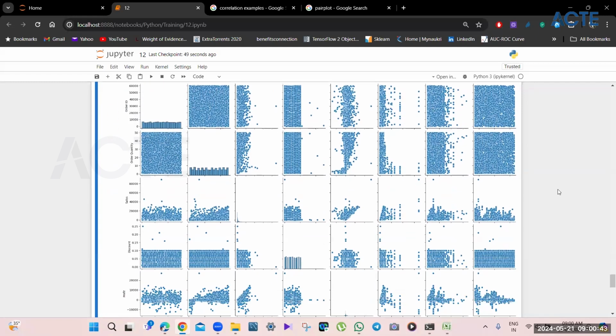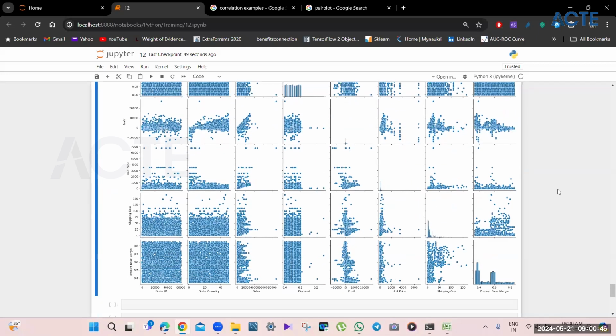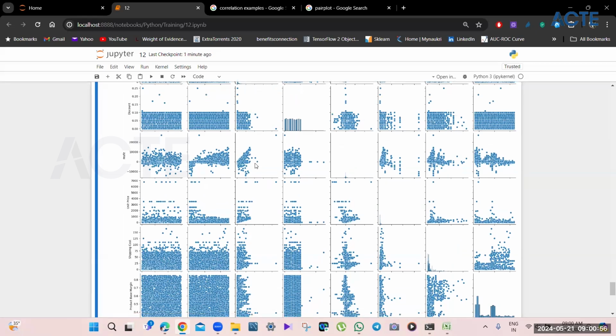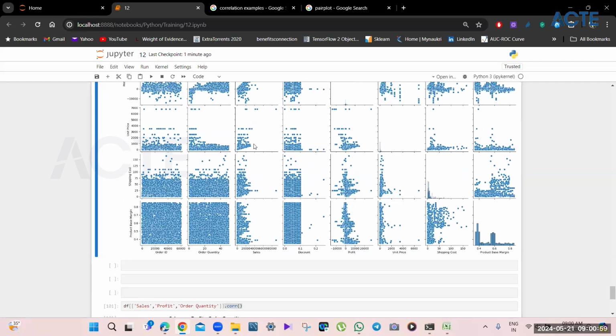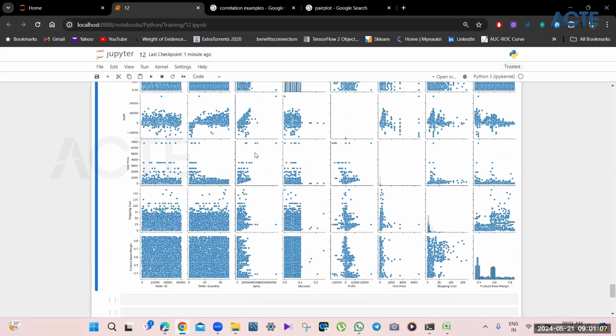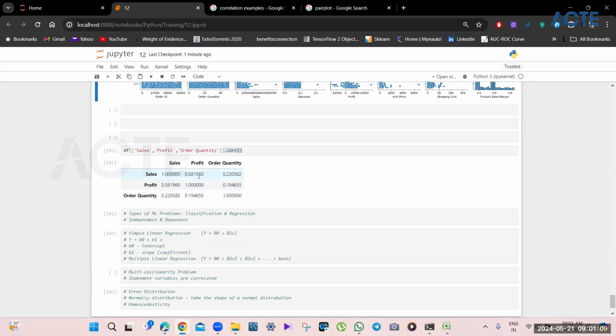So if we take any two variables, there is not even a single variable which has a good correlation, except this one. This is profit and sales. From the graph, this looks like a good linear correlation. If I plot the correlation between them, I will get a good value. Sales and profit, 58%. It's not very good, but it's at least better.